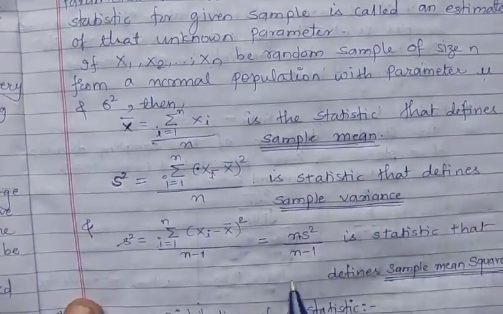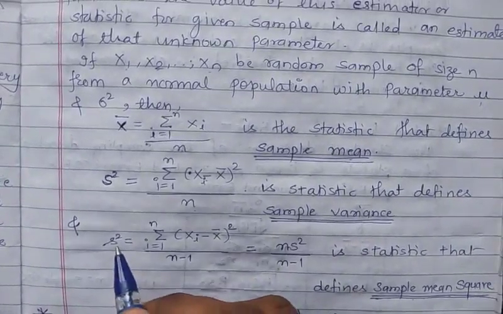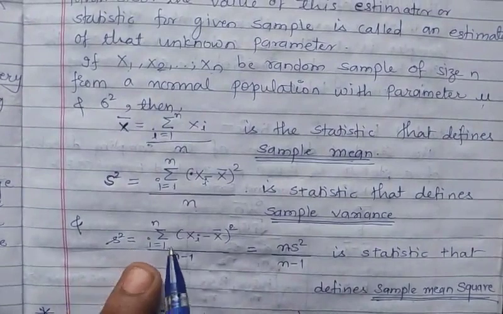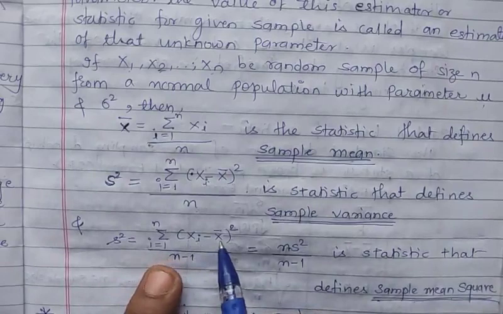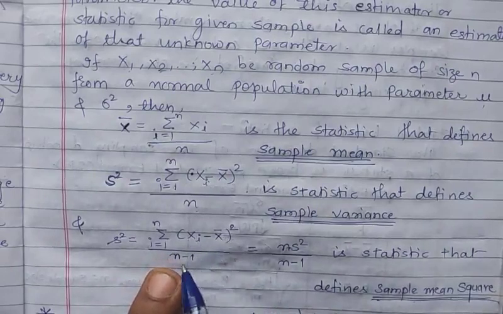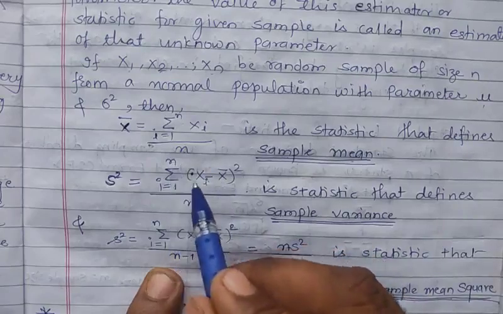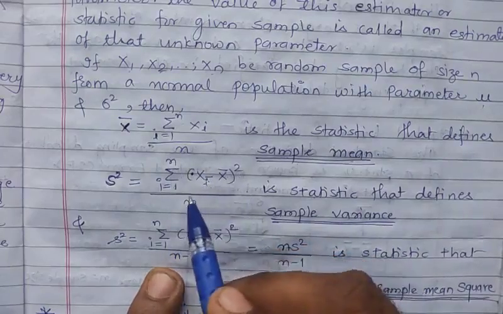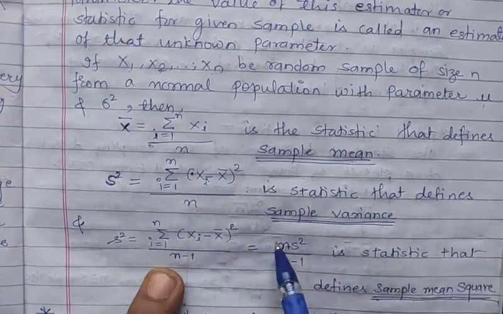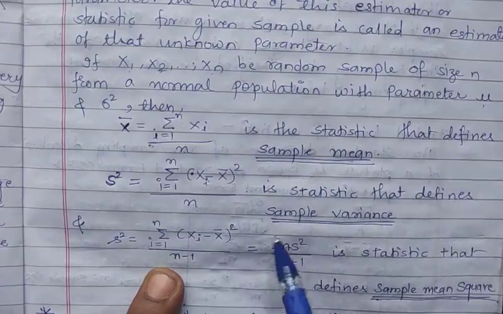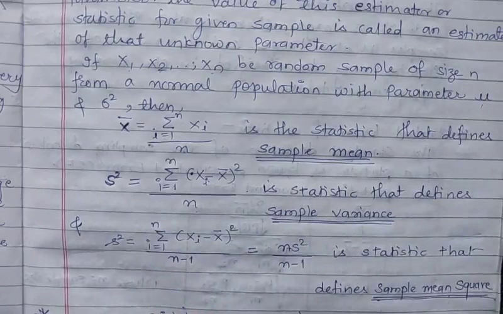And last is the sample mean square. The sample mean square is defined by small s square, which is equal to the summation i from 1 to n of xi minus x bar, whole square, upon n minus 1. The value of the summation of xi minus x bar square will be n into S square, so small s square is n into S square divided by n minus 1. This is the statistic that defines the sample mean square.